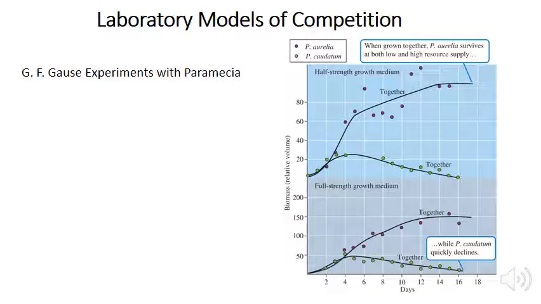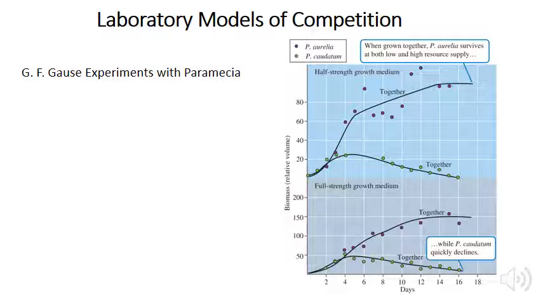So what Gause did next was to grow those two paramecium species together in those different mediums. And when he did that, what he found was that the population of Paramecium aurelia increased fairly rapidly, but the population of Paramecium caudatum declined, and they were eventually excluded from those environments.